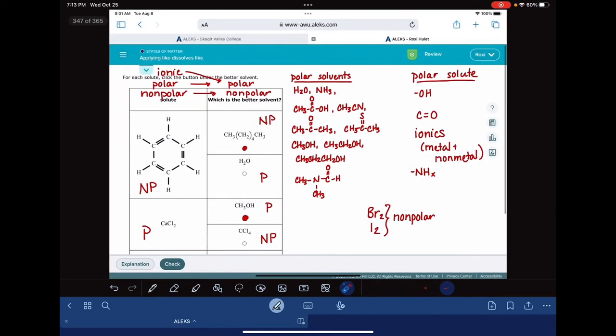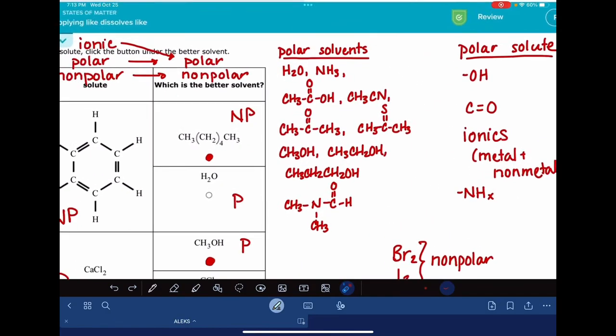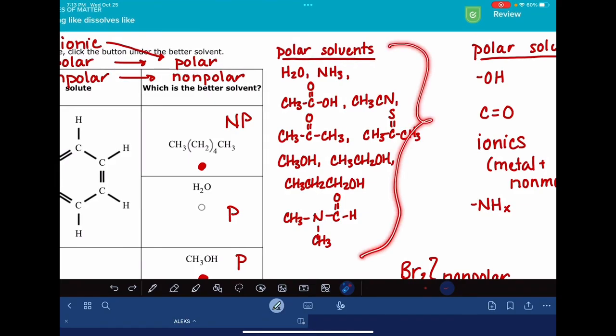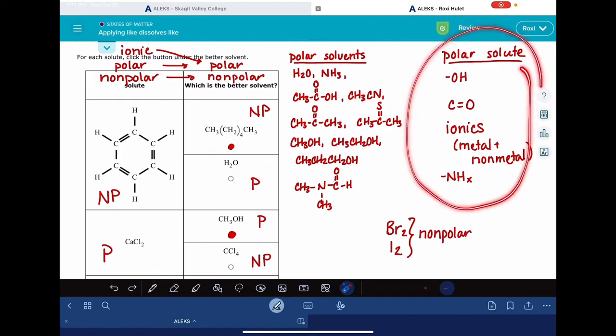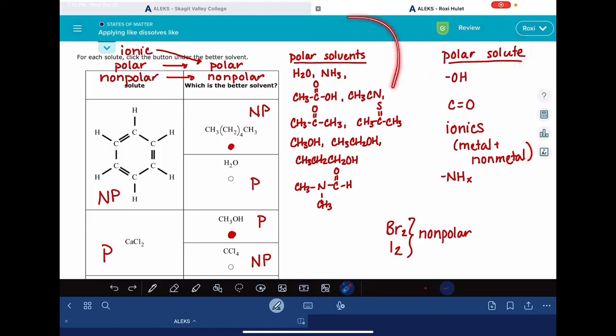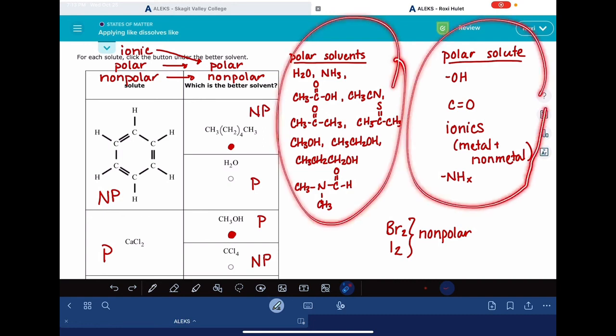In general, this problem is actually quite unpleasant. And the reason for that is because there are so many different possibilities of what you're going to see as solutes and what you're going to see as solvents. And like I said, hopefully I've given you an all-encompassing list of the polar solvents that you might come across. The polar solutes are even a lot trickier for me to give you a list of because there's even more variety there. A solvent that's not on this list is probably nonpolar. A solute that doesn't meet one of these characteristics is probably nonpolar.